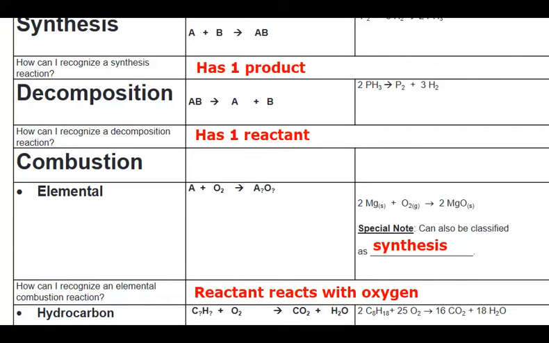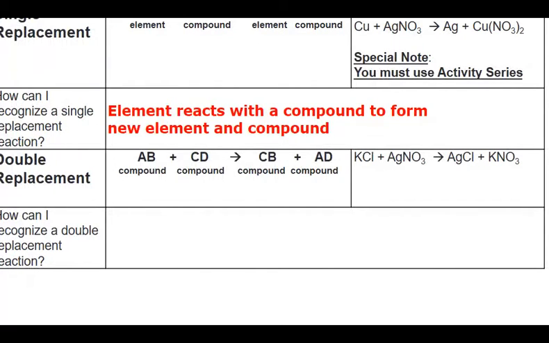Moving on to single replacement and double replacement. Single replacement is when you have an element and a compound reacting to form a new element and a new compound. So notice here, element, one thing by itself, ionic compound gives us an element by itself with a compound. And we must use the activity series. We're going to talk about that the next day, not today. And how can I recognize it? Element reacts with a compound to form new element and compound. We're going to use the activity series the following day to figure out the products. But today you have to be able to recognize.